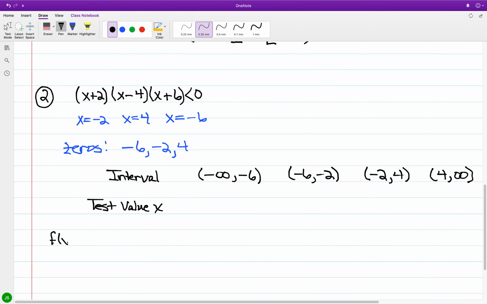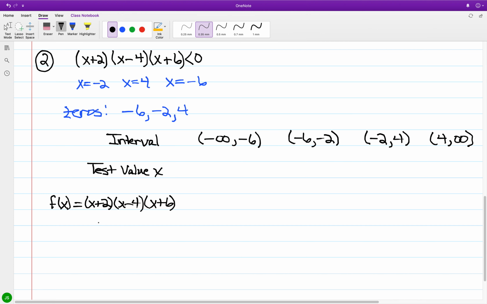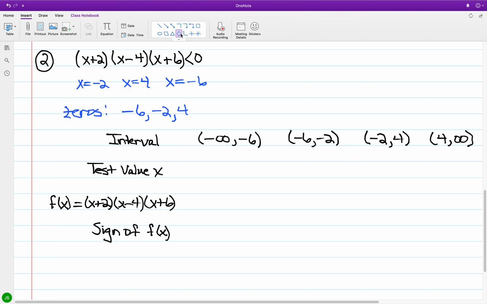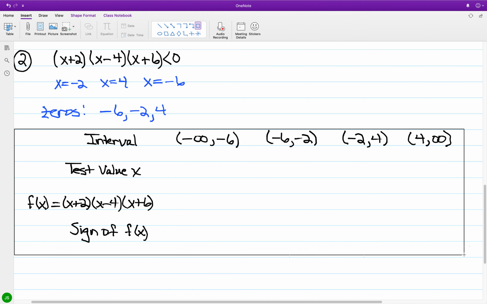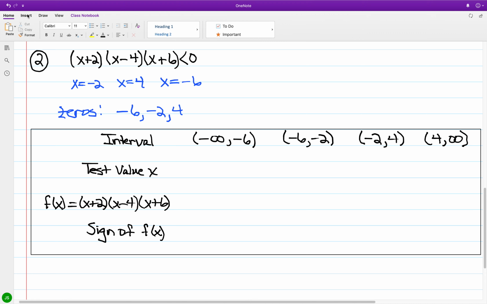Also, for the function values we'll have f of x, so again, the quantity of x plus 2 times that of x minus 4 times that of x plus 6. Again, we're looking at the sign of f of x. So in forming the table, we separate the rows and the columns.